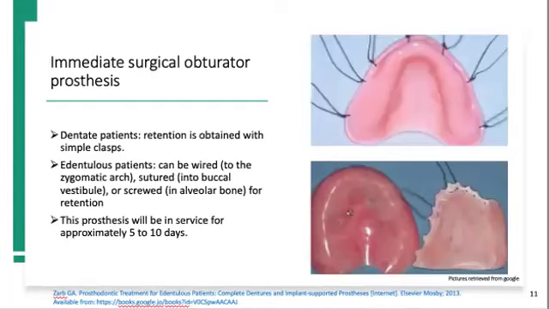The mode of retention for this type of obturator for dentate patients is obtained by simple clasps, and for edentulous patients, it can be wired to the zygomatic arch, sutured into the buccal vestibule, or screwed into the alveolar bone for retention. Usually this prosthesis will be in service for approximately 5 to 10 days.